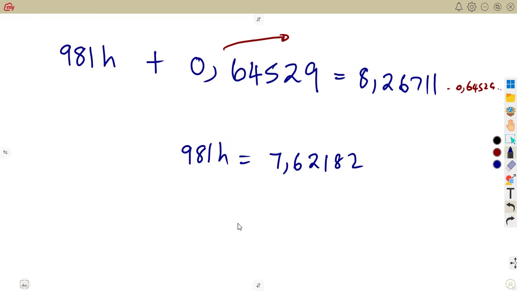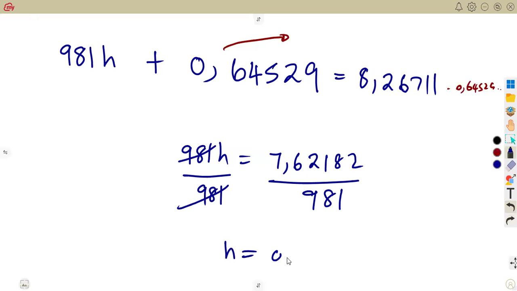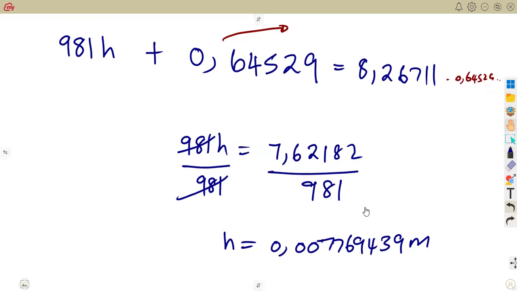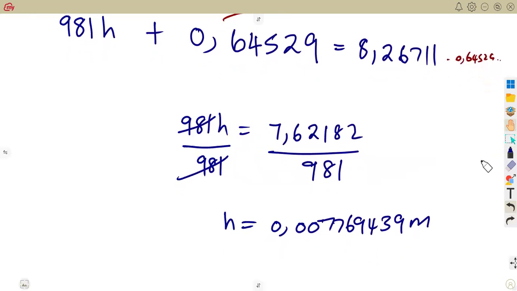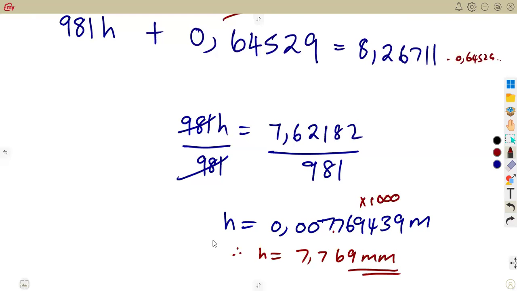And you need to find the value of H. And what is affecting our H? 981. So divide by 981, and you now have the value of H. And our H was going to be 0,007769439. Remember, this is the height in meters. Yes, this will be in meters. You can convert this to millimeters, which is fine. How? Multiply by 1,000. Your answer will be in millimeters. So therefore, our H in millimeters was going to be 7,769 millimeters. That's the height being asked.